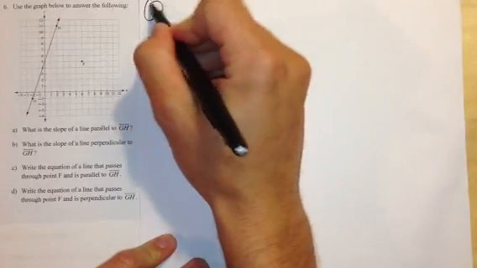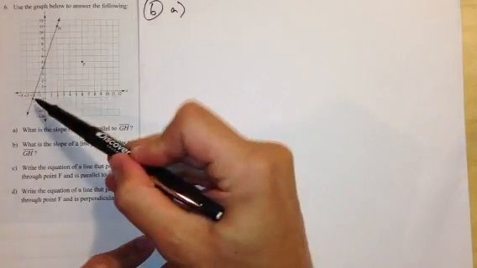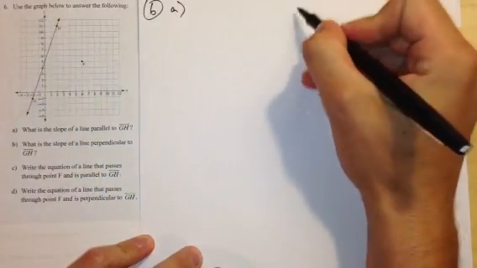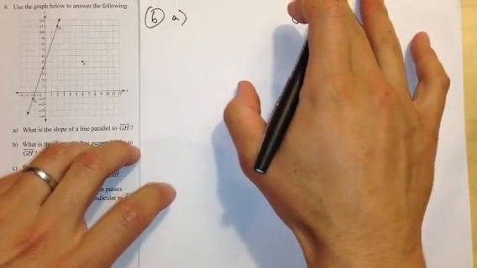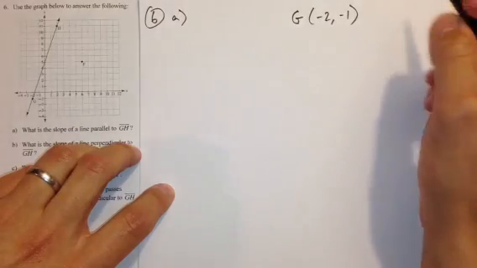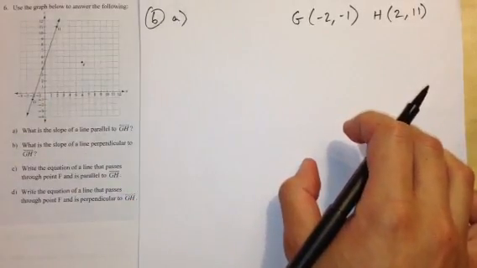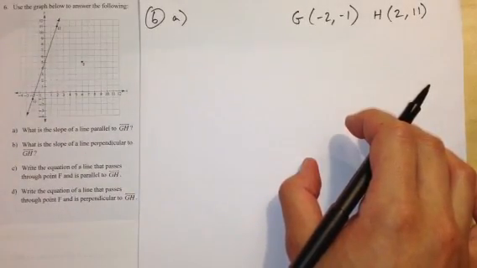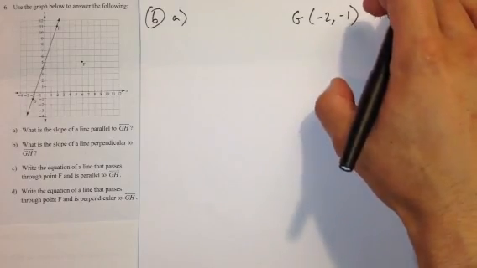Well, it tells us two points. We know point G and point H. Point G is -2, -1. And point H is 2, 11. Now our formula for slope, if you don't remember, slope again is the change in y over the change in x. And if you need the formula, it's on your formula sheet right here.